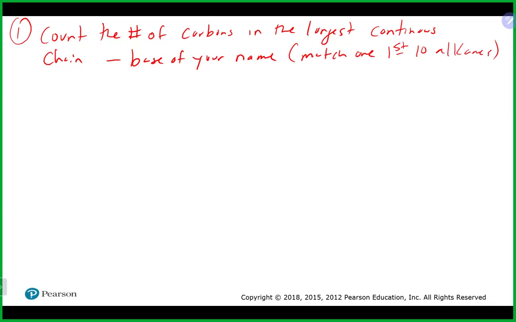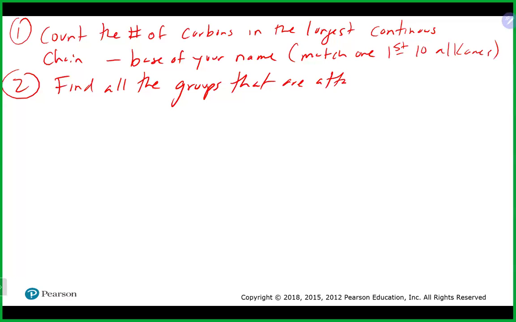Once you've identified the longest continuous carbon chain, the next thing that you want to do is find all the groups that are attached to that chain.